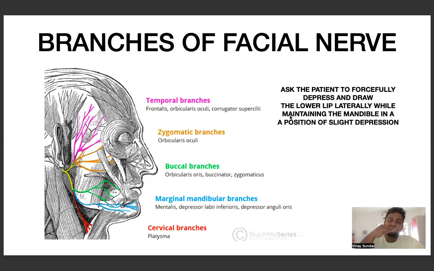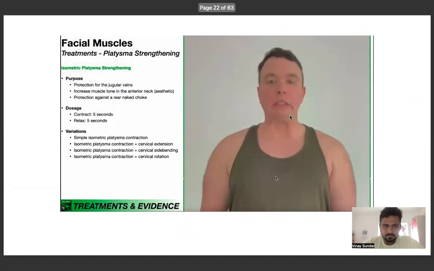So these are some of the muscle facial expression you ask the patient to do to test the respective branch of the facial nerve. You can ask the patient to forcefully depress and draw the lower lip laterally while maintaining the mandible in a position of slight depression. So this is what you're talking about. You don't need to know about isometric platysma strengthening here.